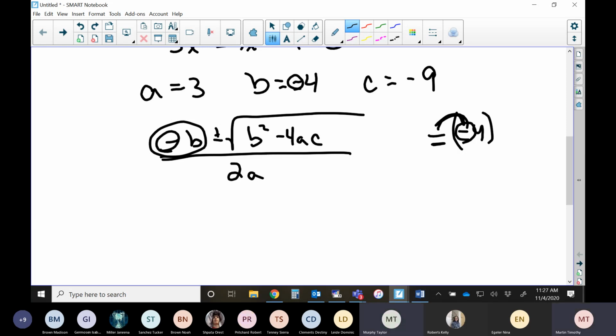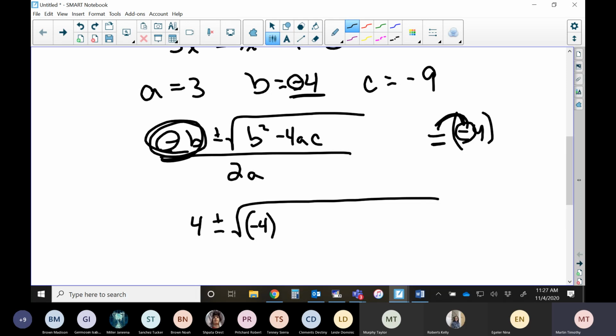Positive. Or what I can see is the opposite of b. What's the opposite of -4? +4. So I'm okay with you plugging in like that. Plus or minus, then everything else I want you to use parentheses. So it would be -4 squared minus 4 times 3 times -9, all divided by 2 times 3.